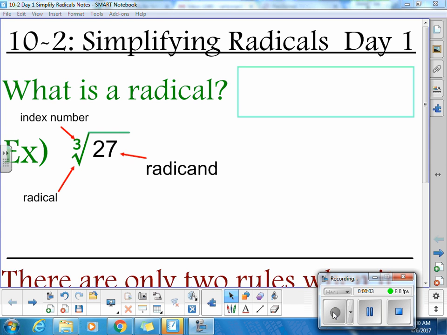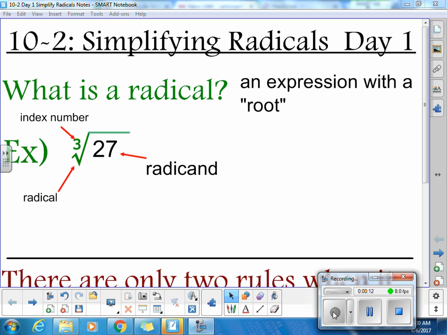10.2 is all about simplifying radicals, and this is just day 1 of it. We get 3 days, yay! So what is a radical? A radical is just an expression with a root. So square roots, cubed root, any of these.